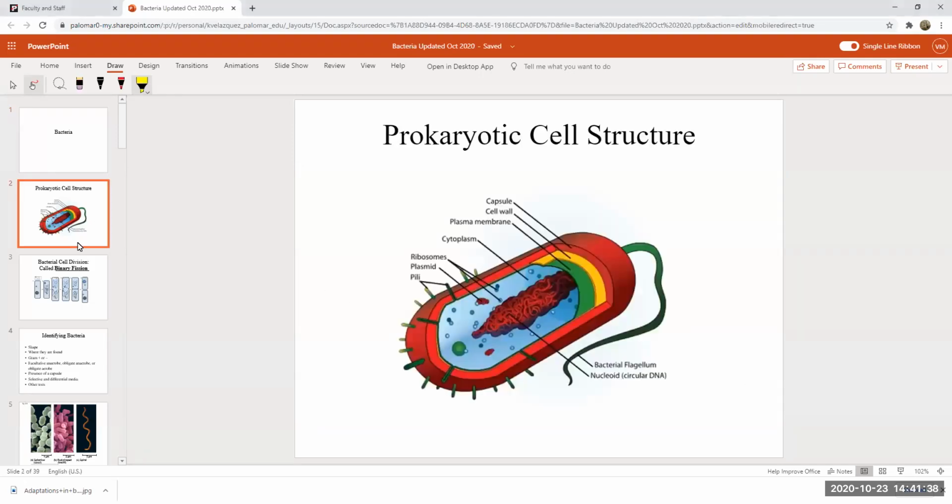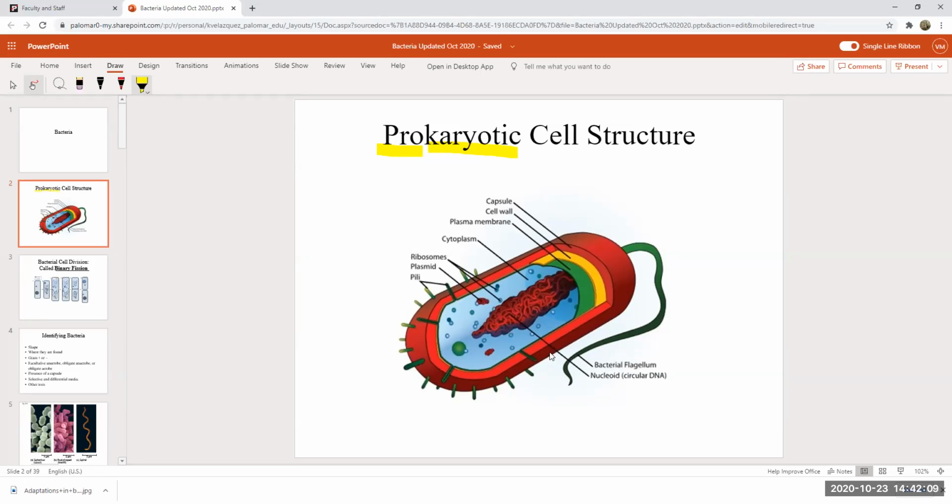So just a reminder that bacteria are prokaryotes. And remember that when we're talking about a prokaryote, we mean that the DNA is not enclosed in a nuclear envelope. That is the primary characteristic defining this cell as a prokaryote. Remember, pro means before, and karyote is referring to the nucleus, so before nucleus. So that DNA is just free in the cell.